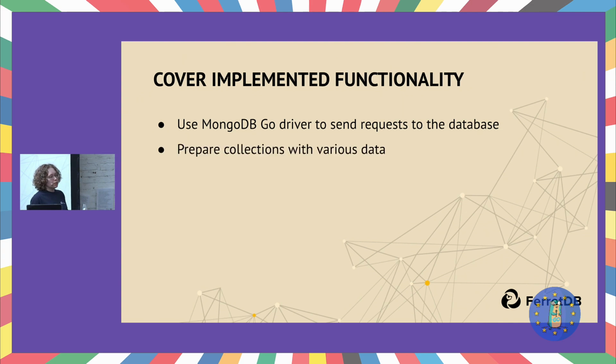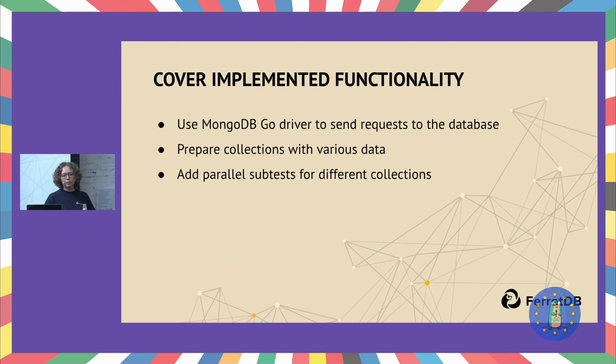What we do is prepare collections with various data, like empty arrays, or zero values, or cases where we have very different data types in the same collection. So we prepare very different collections that contain very different data. Then we can add parallel subtests and run them against different collections. This way we can run tests a little bit faster.